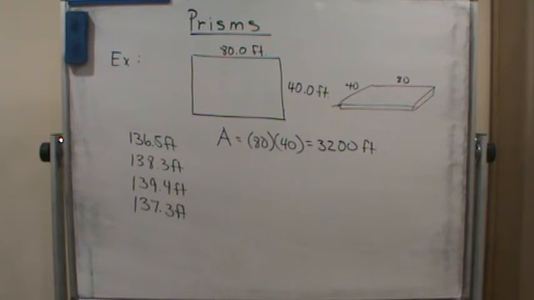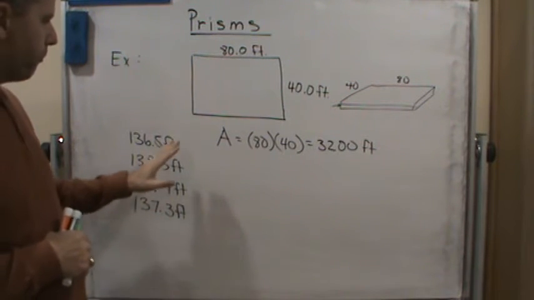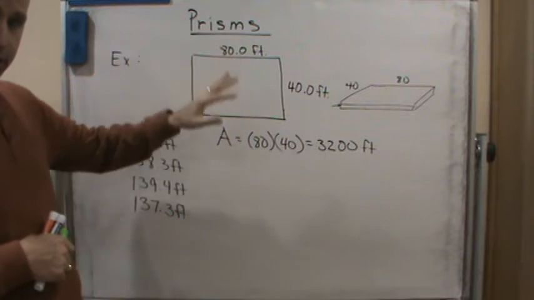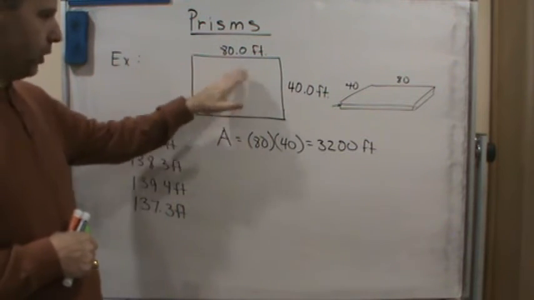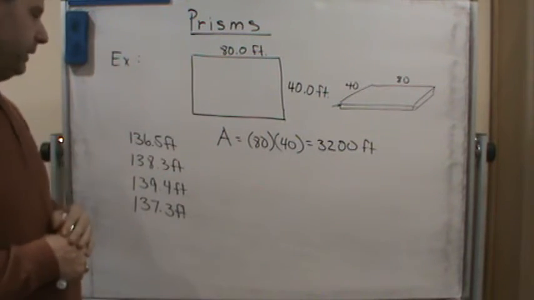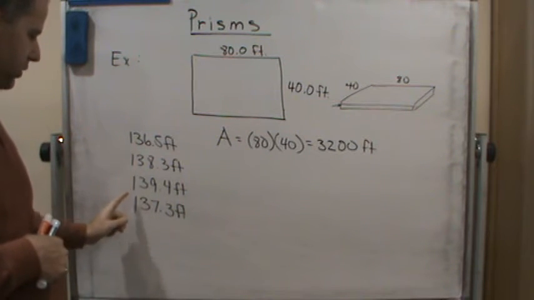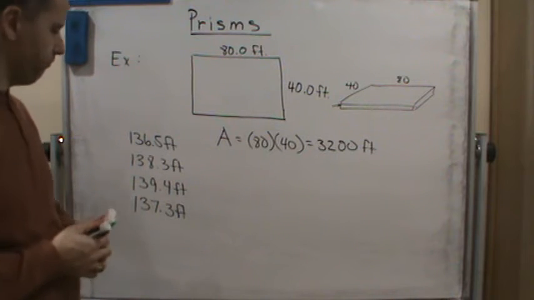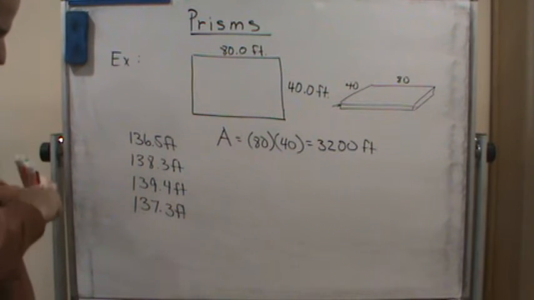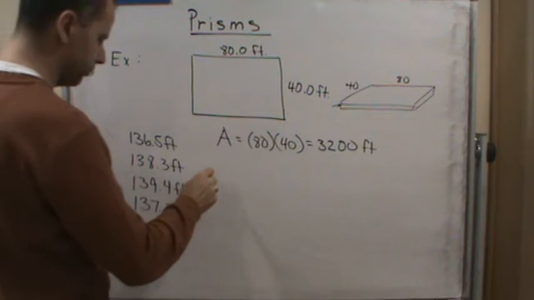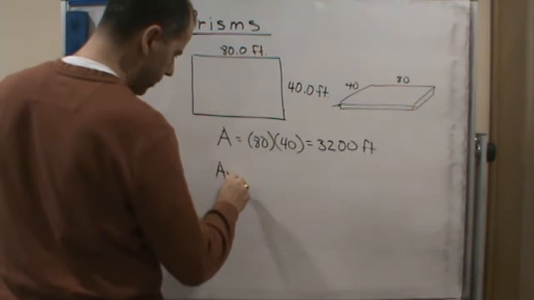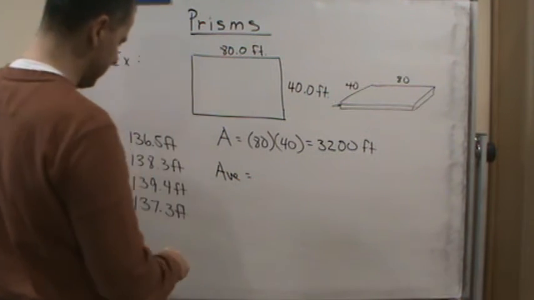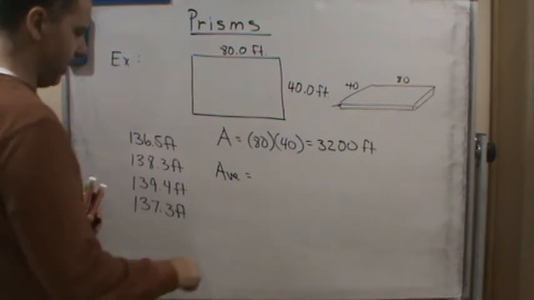Now, since these are the corners, obviously the elevation is going to go up and down wherever you stand or walk in this plot of land. So what we're going to do is take the average of these four corners to get an average elevation. So let's take the average. The average elevation is the sum of these elevations divided by 4.